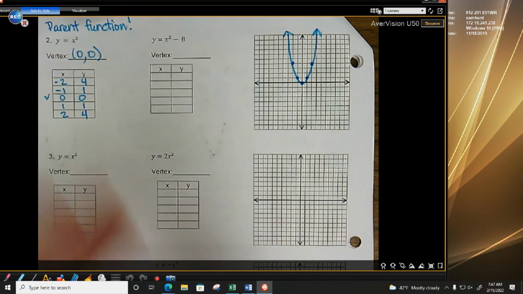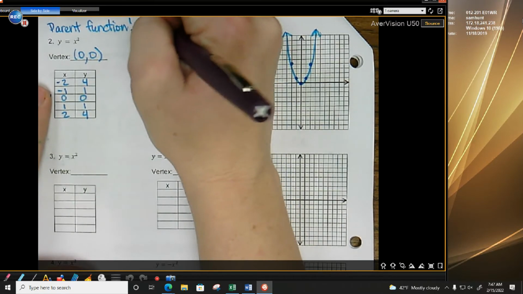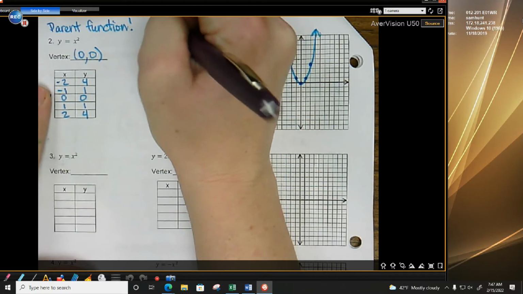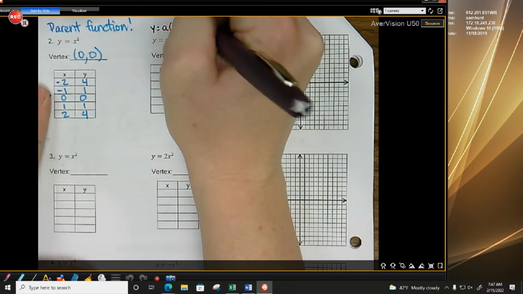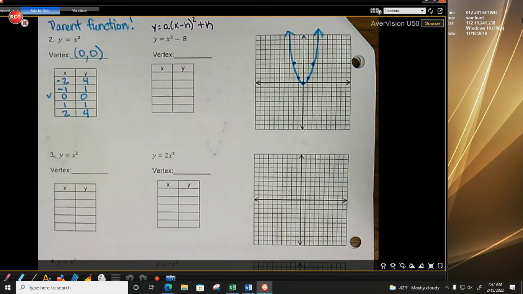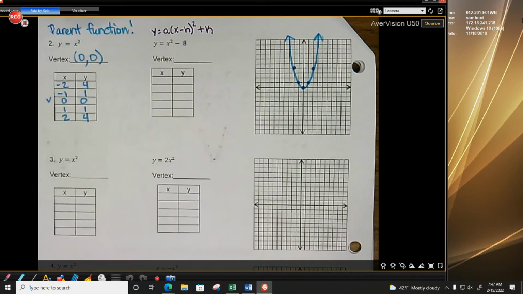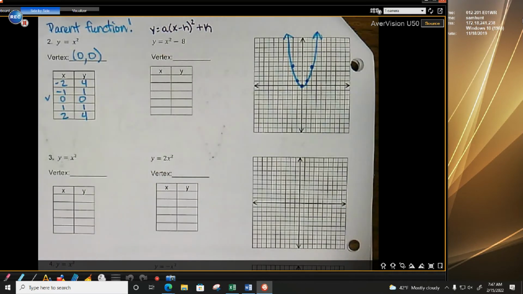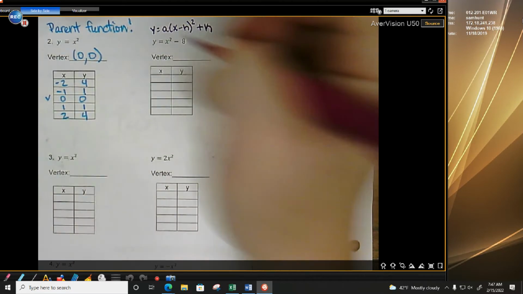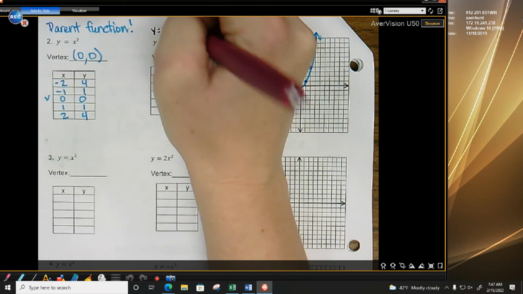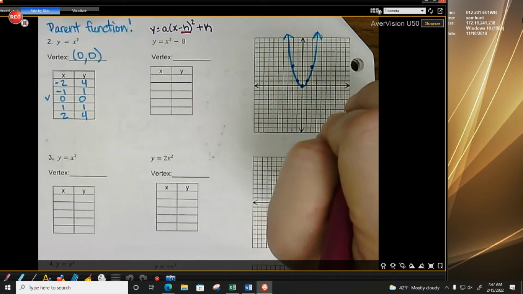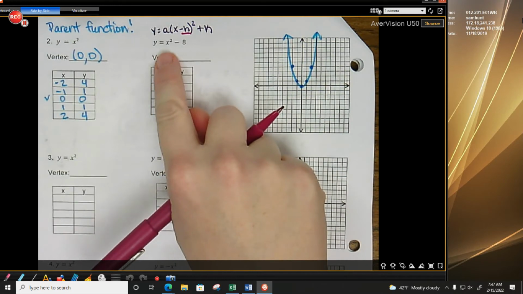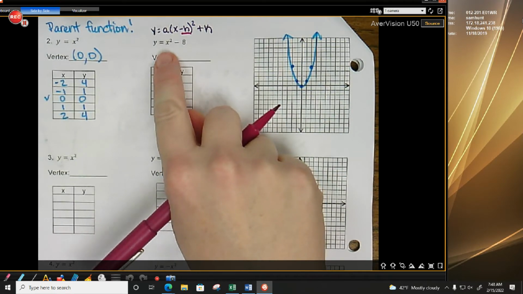I'm going to rewrite my vertex form above this. Y equals a times x minus h squared plus k. Where am I getting that from? That is just your vertex form of your quadratic. Okay, we need to find the vertex from my equation. The number in the parentheses with x is your x value of your vertex. But do I even have parentheses? No, so what's the x value of my vertex? 0.